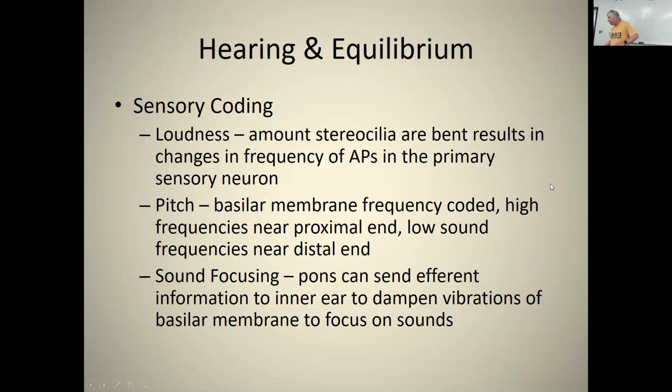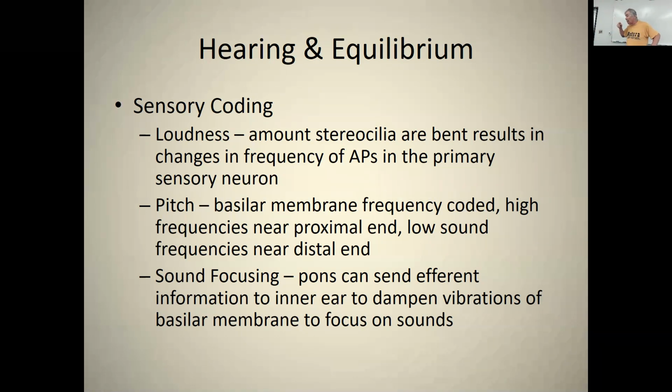So sensory coding, loudness: the amount the stereocilia are bent results in changes in frequency of APs in the primary sensory neuron. So the bigger the waves, the more the basal membrane vibrates, the greater the stereocilia are bent, the more ions enter the membrane, the higher the receptor potential, the higher the frequency of action potentials along the primary sensory neuron. So that's how your brain knows whether it's a soft sound or a loud sound.